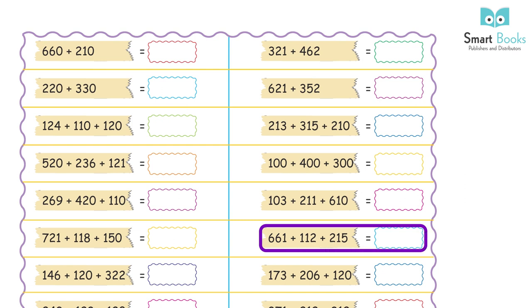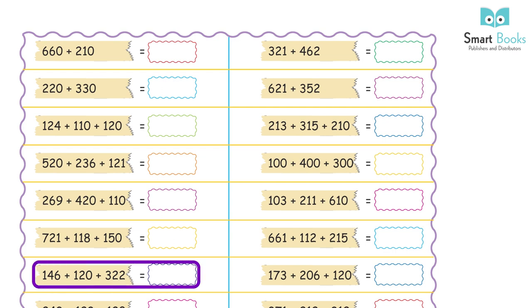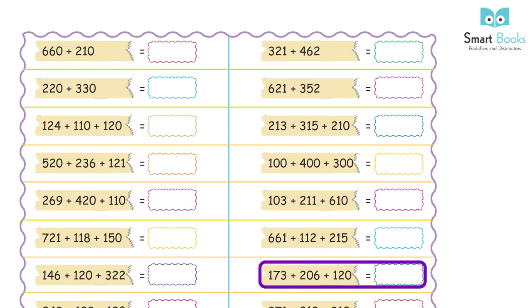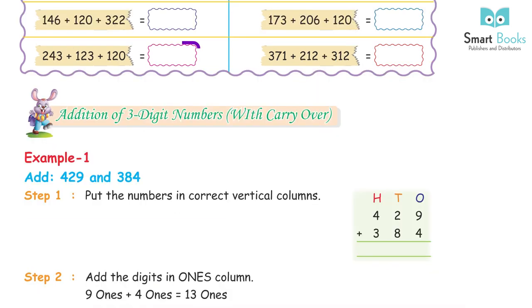661 plus 112 plus 215 is equal to 988. 146 plus 120 plus 322 is equal to 588. 173 plus 206 plus 120 is equal to 499. 243 plus 123 plus 120 is equal to 486. 371 plus 212 plus 312 is equal to 895.